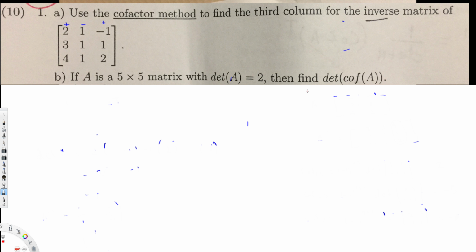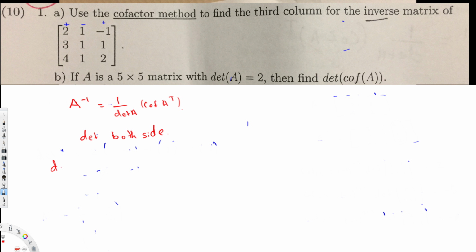First of all, whenever they ask about cofactor and determinant, the main formula we have to remember is this: A inverse is going to be equal to 1 over determinant A times cofactor A transpose. Then we will see what we can do. Since they have given the determinant of A and asked for the determinant of cofactor A, the best thing to do is first find the determinant on both sides.